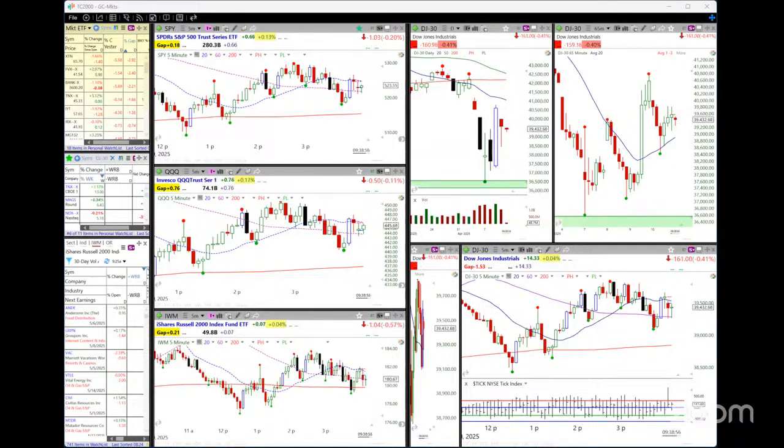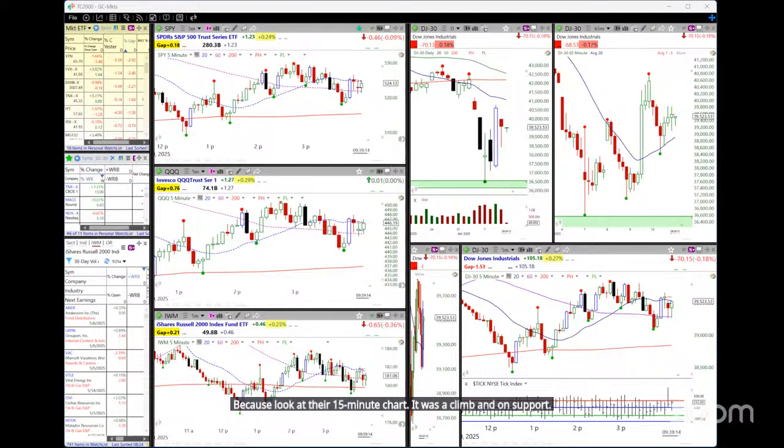FHB. I am not crazy about it. At a minimum, I would like it to close like this, because look at their 15-minute chart, it's with a climax and on support. Here, this one, Bravo Golf, 1, 2, 3. I like the bottoming action. Hope it closes like this.